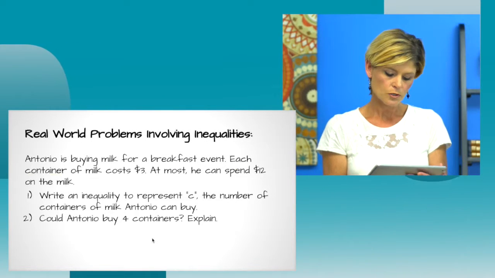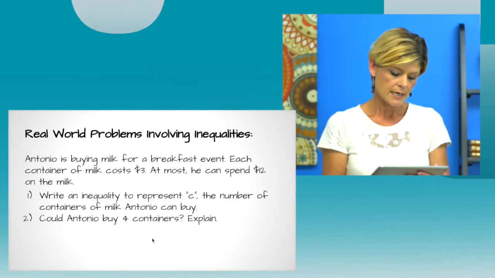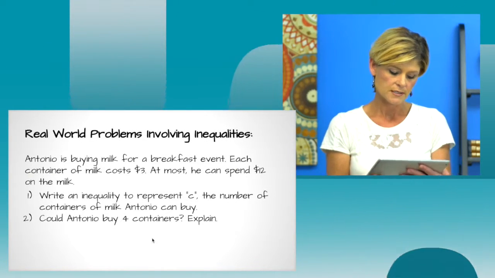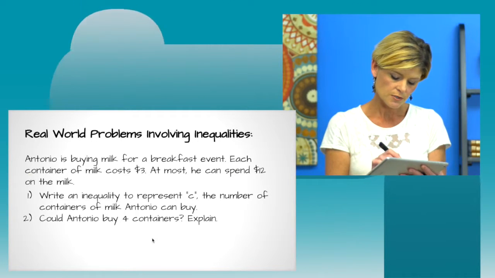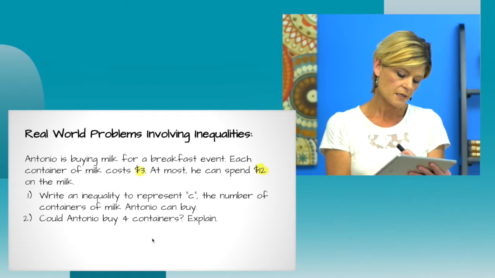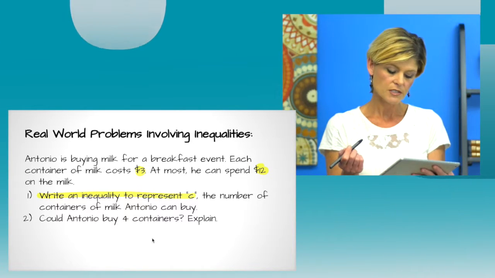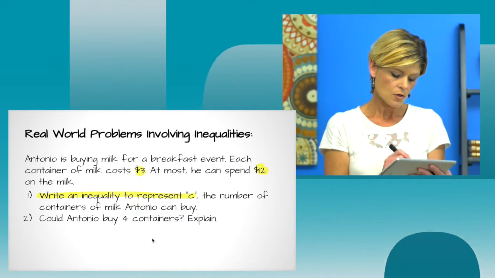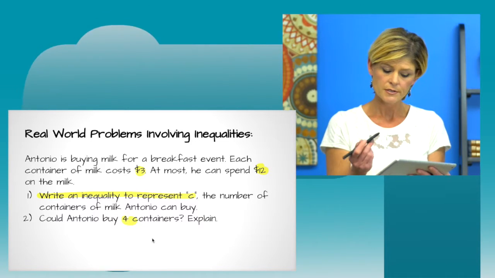All right, here's a real-world problem that involves inequalities. Antonio is buying milk for a breakfast event. Each container of milk costs $3. At most, he can spend $12 on the milk. Write an inequality to represent C, the number of containers Antonio can buy. Could Antonio buy 4 containers? Explain.